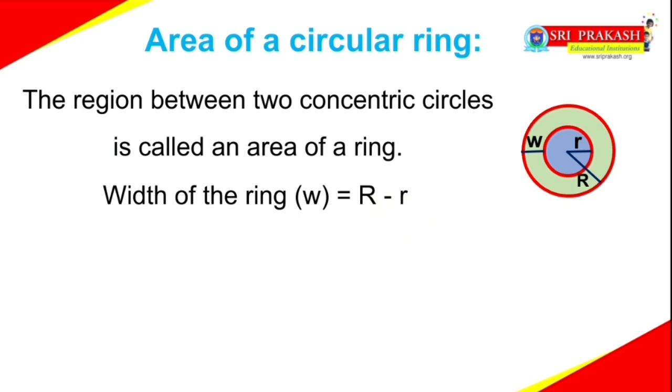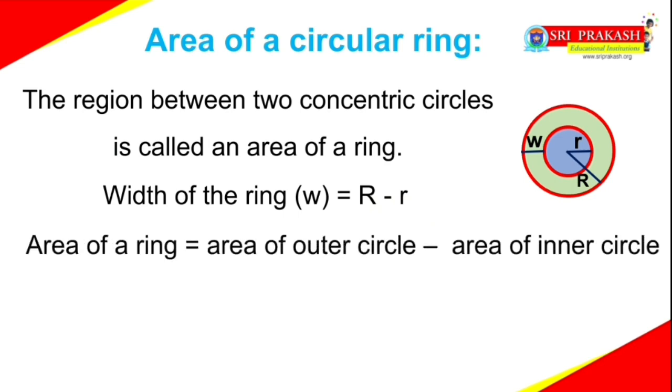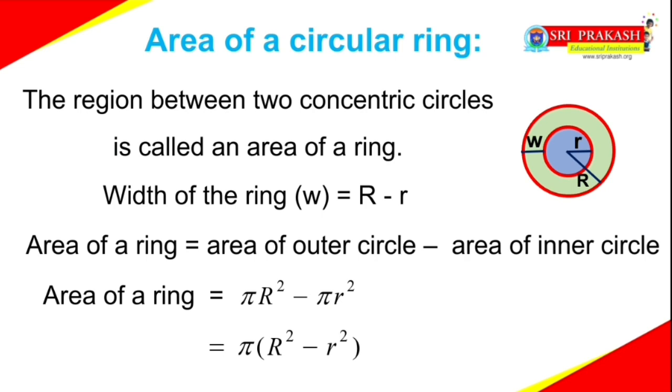Now, the area of a ring is equal to the area of the outer circle minus the area of the inner circle, which is equal to pi capital R square minus pi small r square. By taking pi as common, we get pi into capital R square minus small r square. Therefore, the area of a circular ring is equal to pi into capital R square minus small r square.